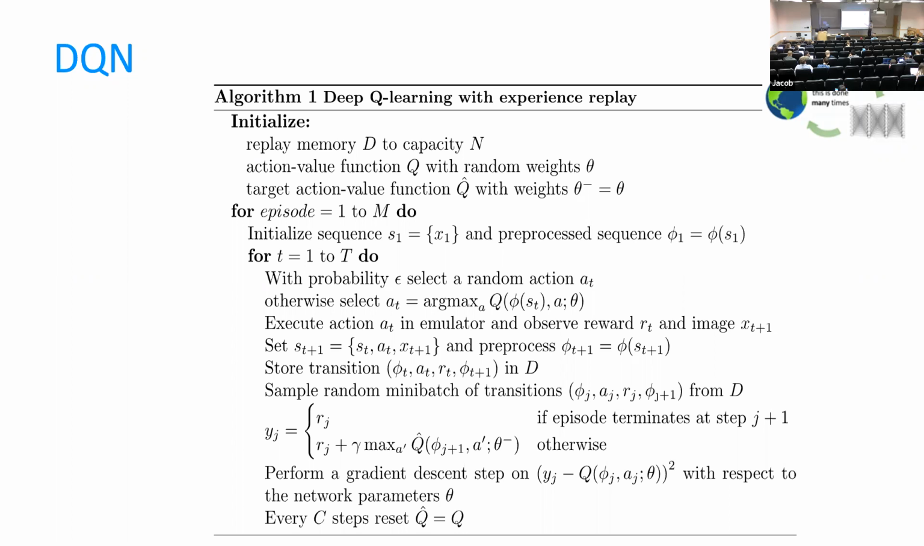Then we will sample a random mini batch of transitions. So just take a batch of transitions from D. And then we will let our target be either this expression, which you should recognize from Q learning, r plus gamma max over a, etc., or we will take just r j if the episode terminates, for example, if you win or lose the game. Any questions on this? This is just kind of a technicality dealing with finishing the game. Any questions on y j?